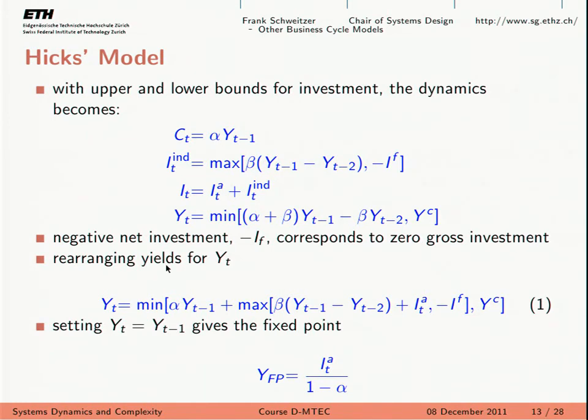Right, so obviously if there is no government spending at all, meaning the autonomous investment is zero, then the steady state is zero. So this model cannot support basically any economy unless you have government spending. That's the fixed point. It can still have oscillations around the zero fixed point. That's a different issue.